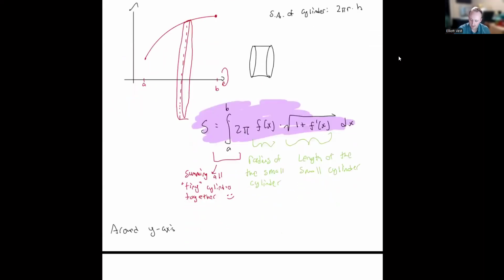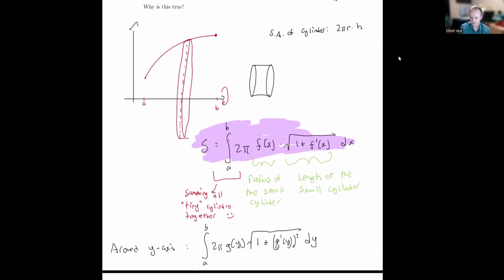So this would end up being the integral from a to b of 2 pi, if you had some function in terms of y, you would put it in that function form, times the square root of 1 plus g prime of y squared dy. And sometimes your formula changes a little bit depending on the situation you're in.